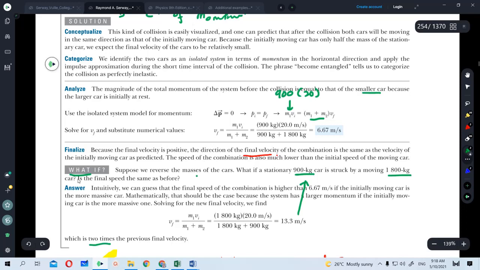Now, do not memorize. You are supposed to do the calculation. But the whole idea is that the system has an initial larger momentum. So the larger the object, even though it might be moving with a small velocity, it has large momentum.